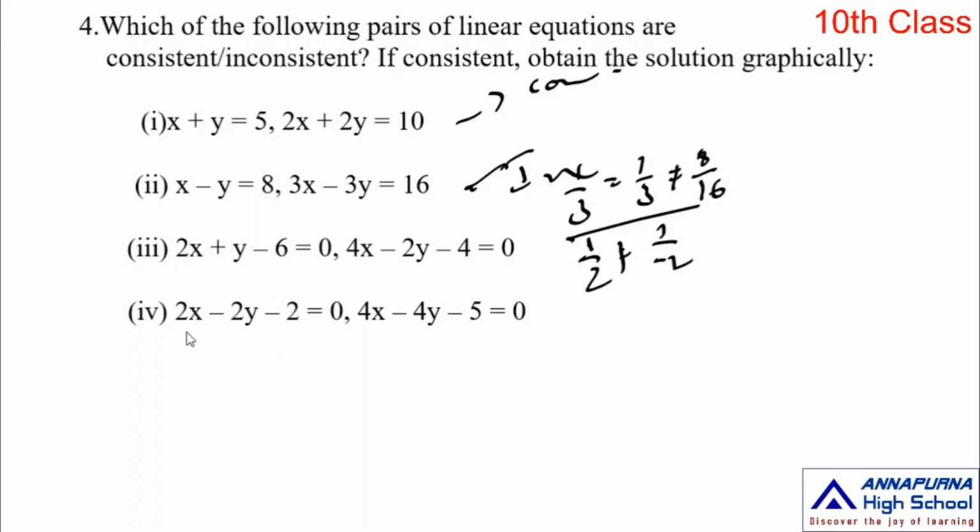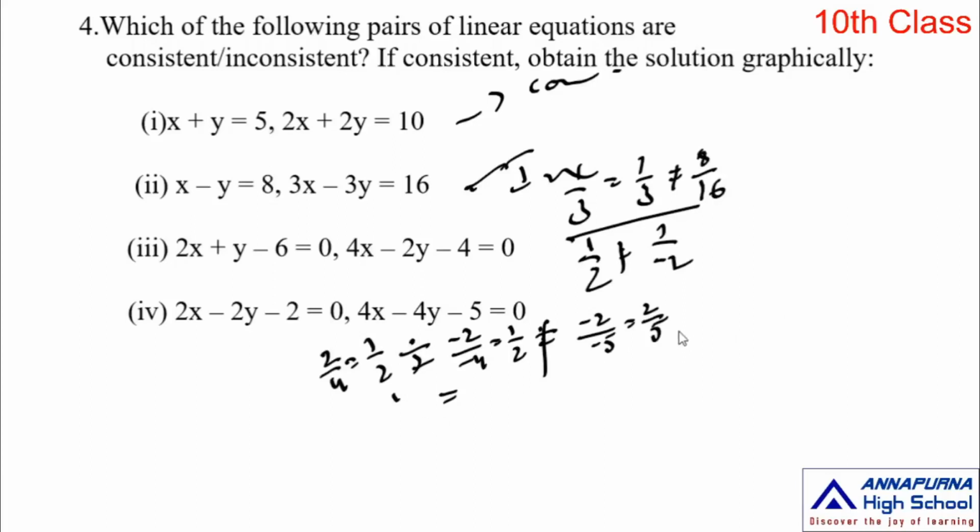Okay, let's come to the third pair. a1 by a2 is equal to 2 by 4, 1 by 2, and b1 by b2 is equal to minus 2 by minus 4, which is equal to 1 by 2. c1 by c2 is equal to minus 2 by minus 5, which is equal to 2 by 5. So a1 by a2 is equal to b1 by b2 is not equal to c1 by c2. So its graphical representation is parallel lines. There is no solution. So that pair is inconsistent. Okay, so this is the fourth one.